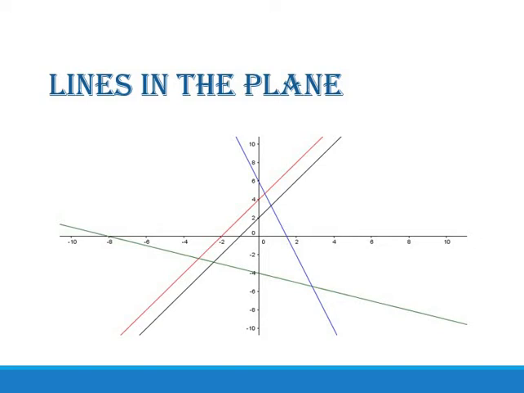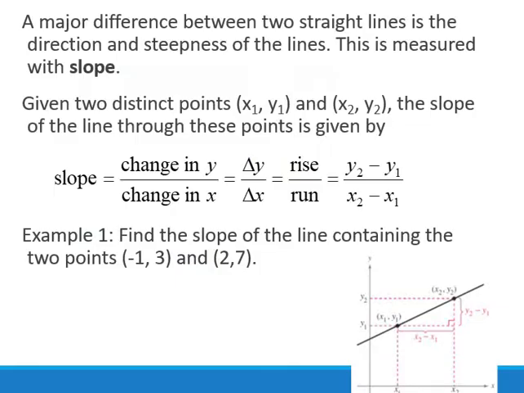In this section, we're going to talk all about straight lines, equations that have graphs that are straight lines, lines in the plane. So first of all, we're going to talk about slope, which you might be familiar with from past algebra classes. So if you have two lines, they may be different steepnesses pointed in different directions. We measure that with what we call slope.